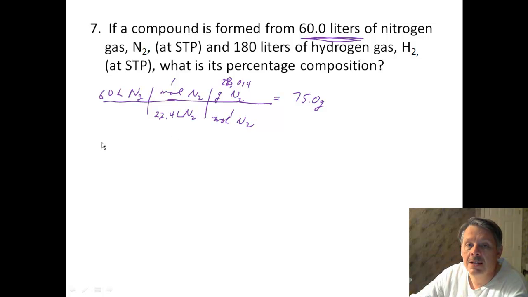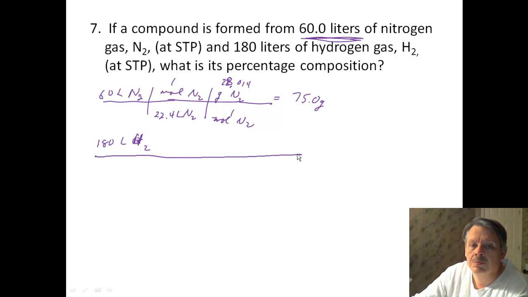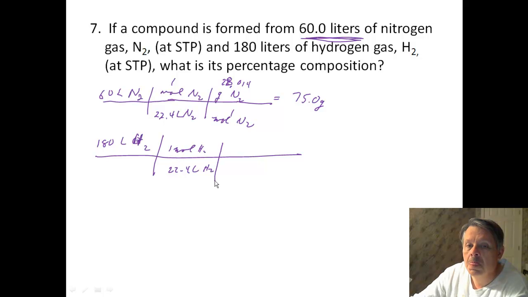Now, how about the other one? I'm given 180 liters of hydrogen, my bad, hydrogen gas, H₂, so I have to do the same thing there. I use 22.4 liters of H₂ per mole to go to moles of H₂. But I don't want moles of H₂. I want to go to grams of H₂. Each hydrogen weighs 1.0079, so that's 2.0158 grams of H₂ per mole. I multiply this out, and I get 16.2 grams.